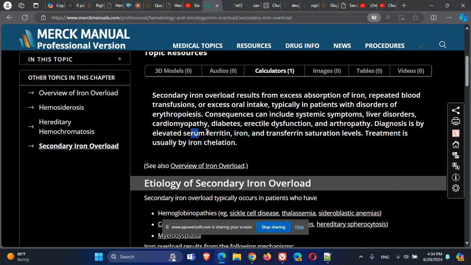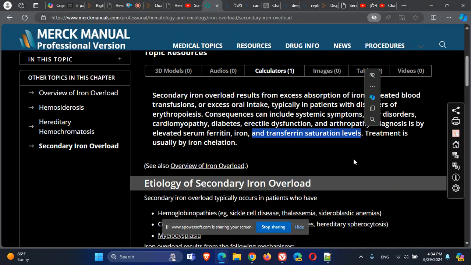Now, in the diagnosis, we will see that serum ferritin will be high, iron will be high, and transferrin saturation is one of the important things because it's a very, very good tool to understand if the patient really has iron overload. If the saturation is below 45 percent, it has high negative predictive value for iron overload.